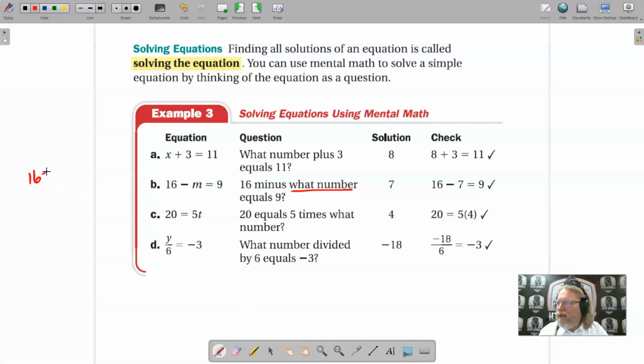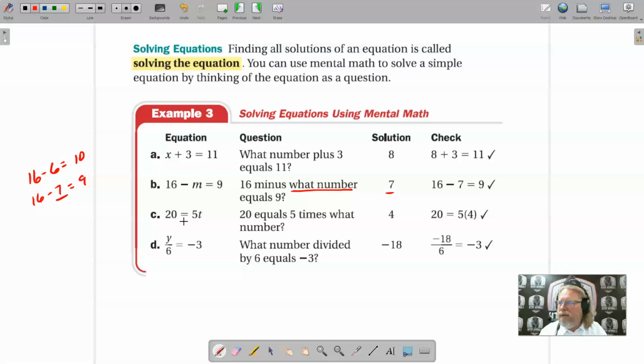Well, I know that 16 minus 10 equals, or I didn't want to go there. That's way too much. I know that 16 minus 6 equals 10. Well, I want it to equal 9, so I guess I need to take away one more. 16 minus 7 equals 9, so 7 seems to be a solution. 16 minus 7 equals 9. Indeed it does.